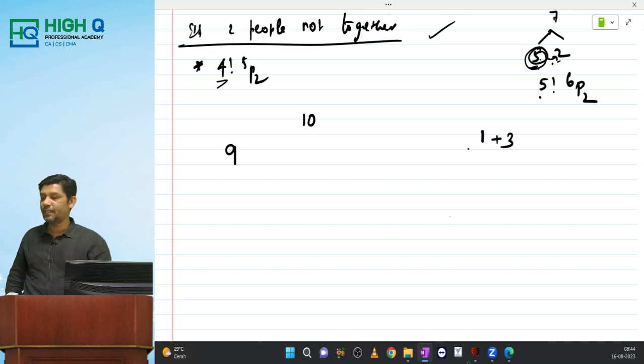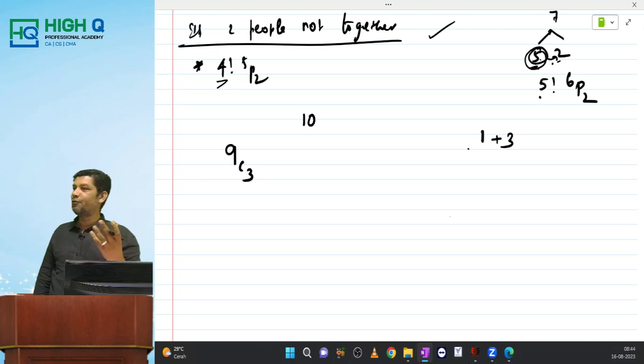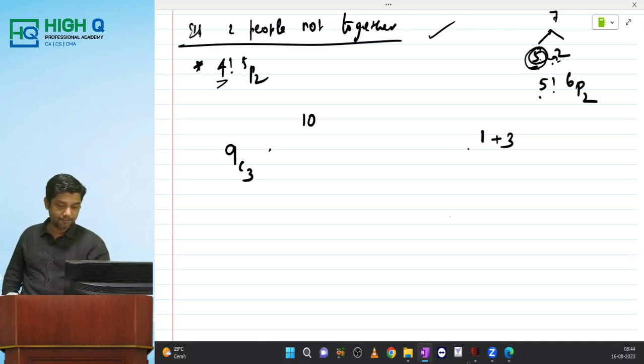Out of 9, 3 to be selected. Now total how many selected? 4. So that 4 to be arranged. In how many ways that 4 can be arranged?